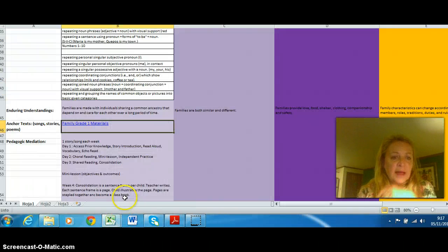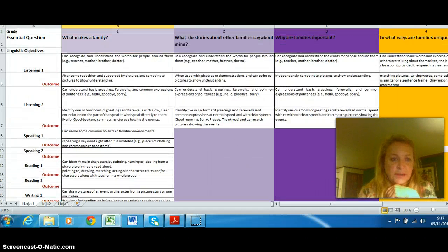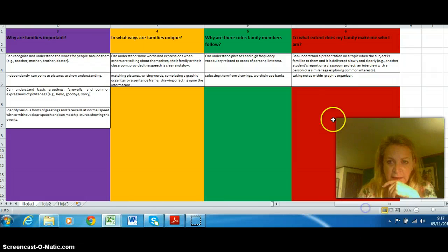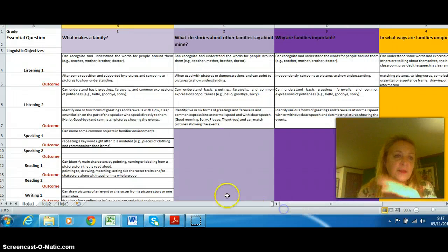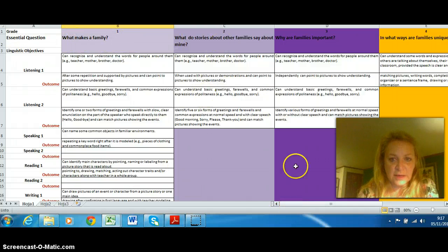And then I have put together another matrix for grades 1 all the way to grade 6 per unit. So this would be for the unit on family. Instead of writing the titles that have been used in the past, I made the titles be an essential question. And so across the top you can see those essential questions.